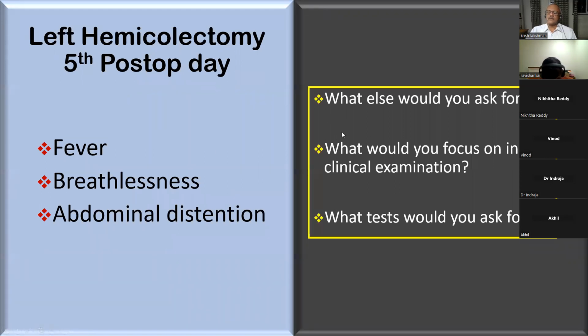Vinod, please take this. Yes, sir. This patient, fifth post-op left hemicolectomy, has fever, breathlessness, abdominal distension. It is just again a summary of what we have discussed so far. I just want to see how quickly your mind works and whether you have a checklist of what you need to do.